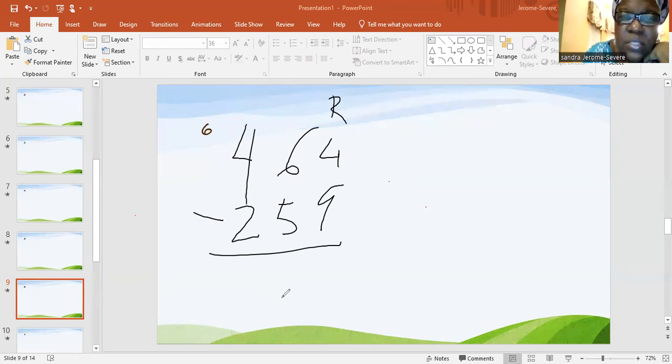Go to your next door neighbor, 6. If you have 6, you take away 1, will be what? Very good. 5. And then where do you put that 1 that you took? Yes, put it in front of the 4. So let's look. 14, take away 9. Yes, it's 5. And if you want to pause the video so you can make your circles or count on your finger, that's fine. 5 take away 5 is 0. And you have 4 take away 2, 2.